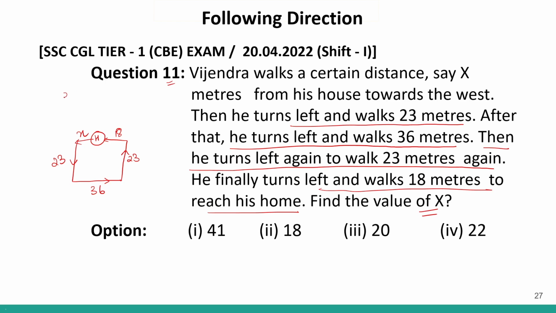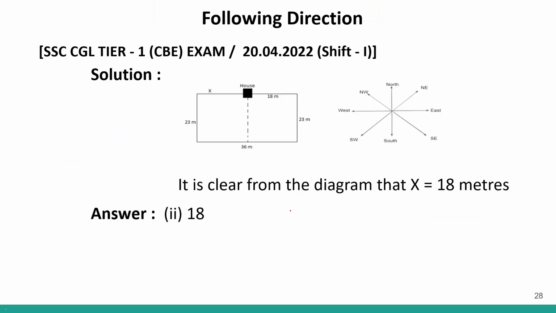So very clearly, I can write that X will be equal to 36 minus 18, which will be equal to how much? It will be equal to 18. So our answer will be option number 2, 18.